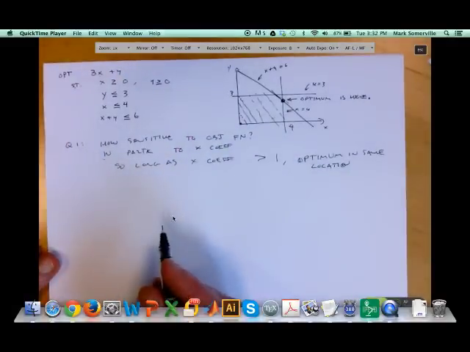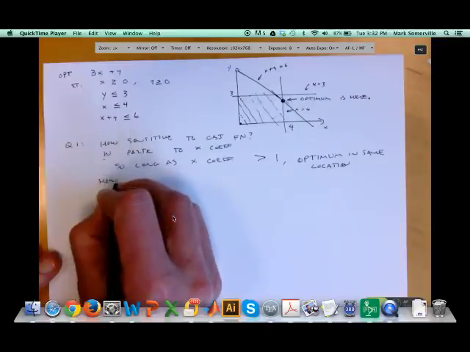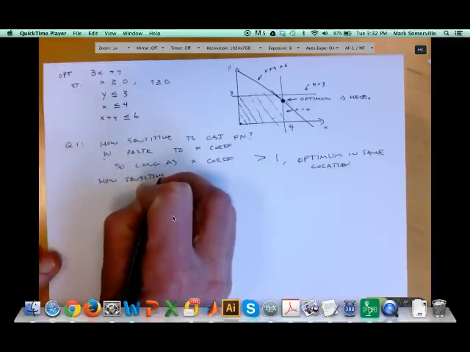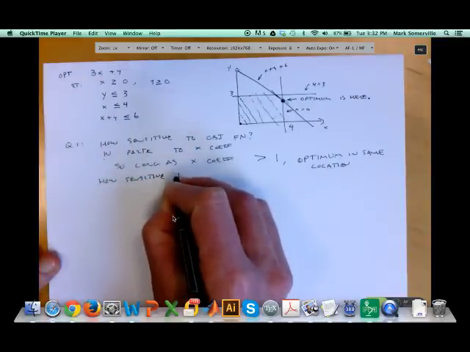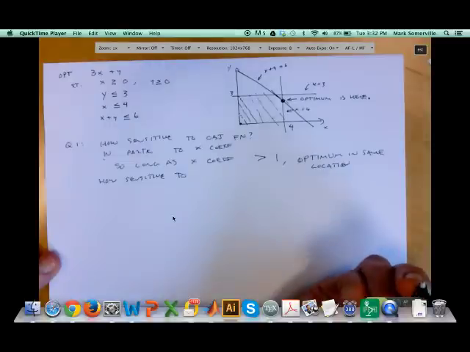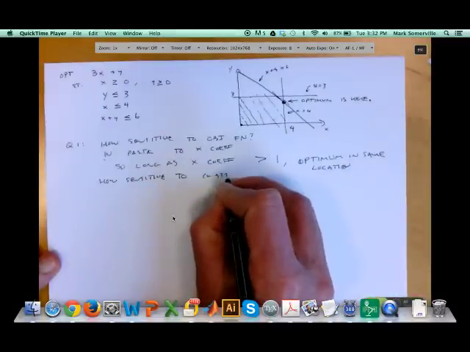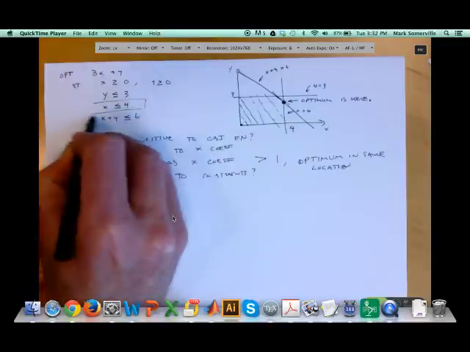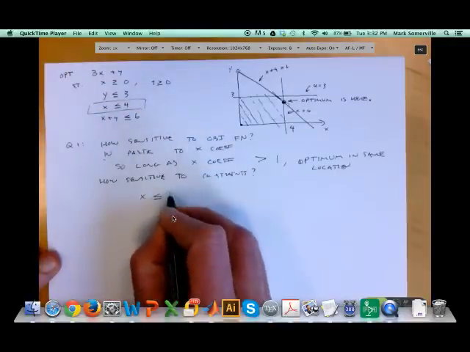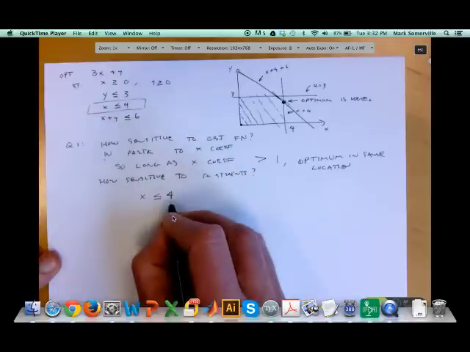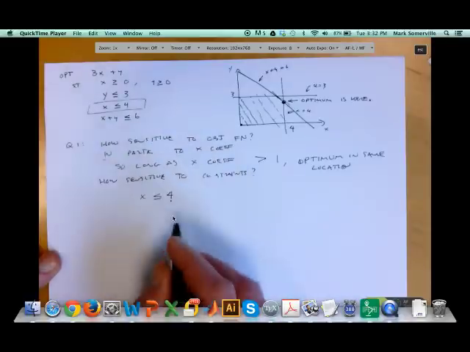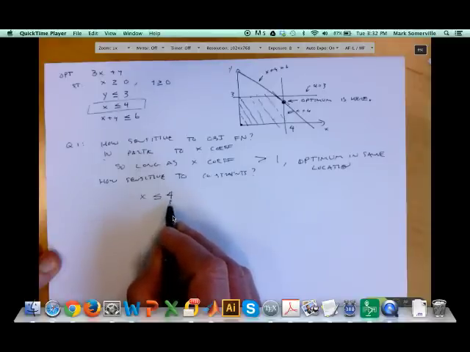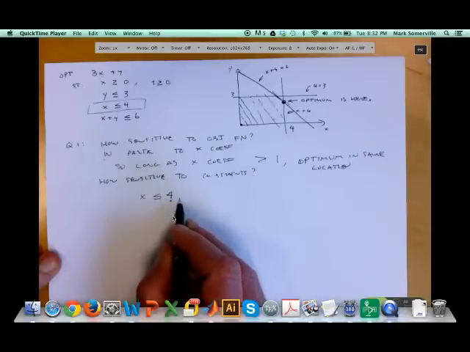A second question I could ask is, how sensitive are we to things like some of the constraints? So for example, let's think about this constraint, x less than or equal to 4. What happens if this constraint changes? Maybe this is the amount of material I have available, and instead of having 4 units available, I have 5 units or 6 units or 7 units.